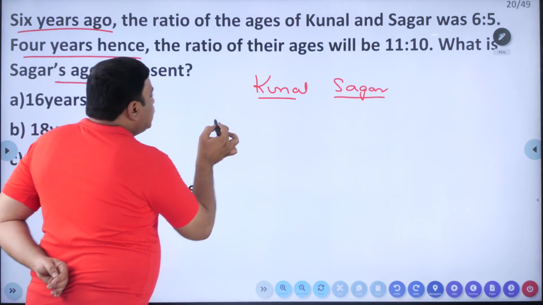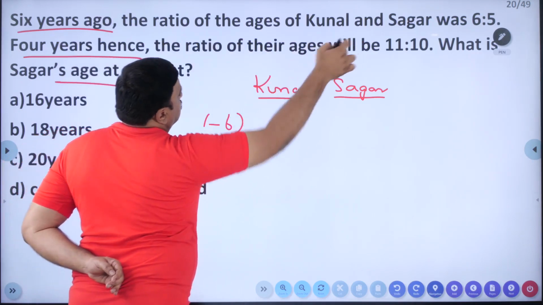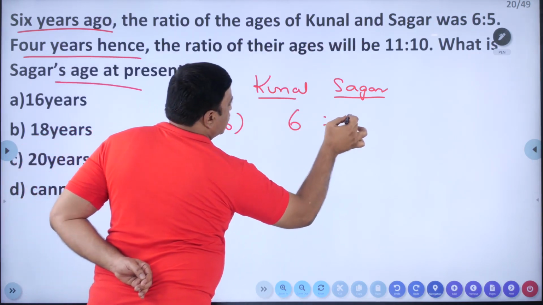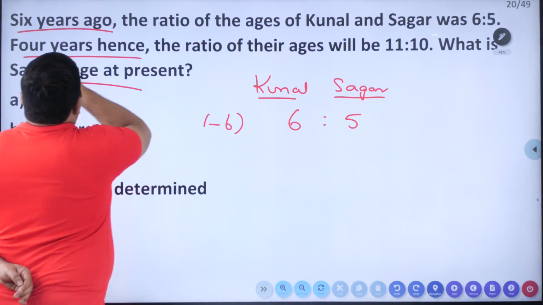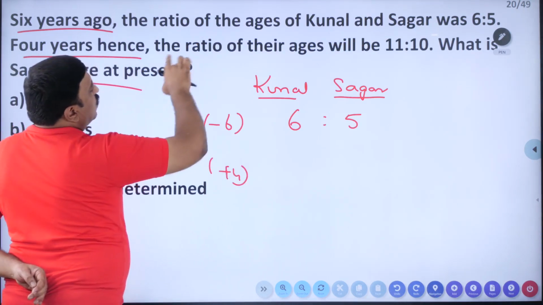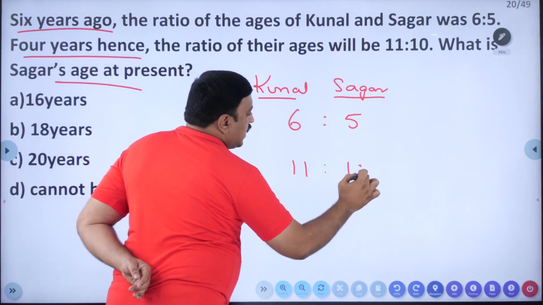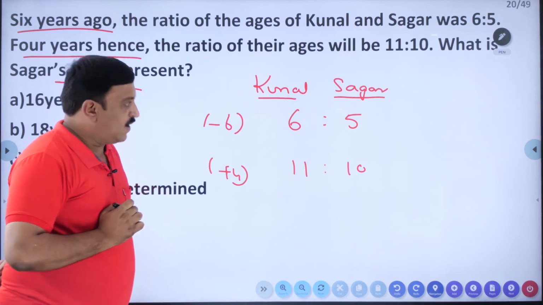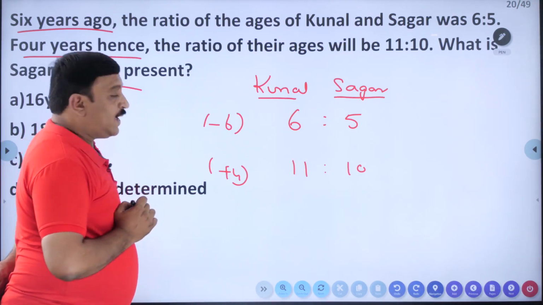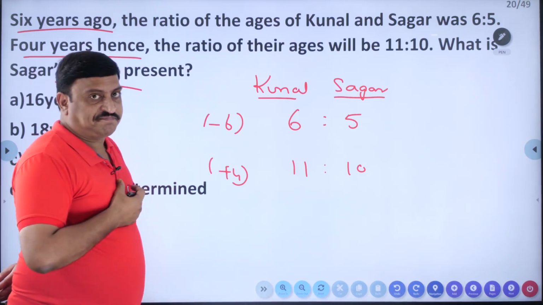It is 6 years ago information that is given. 6 years ago the ratio was 6:5. Put that one as it is. And 4 years hence, that is after 4 years, the ratio of their ages will be 11:10, that is the future. What is Sagar's age at present? Sagar's age at present.